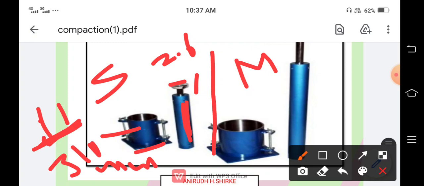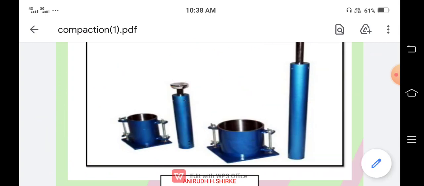For the second test, that is the modified proctor test, the same apparatus is used. Only the dimensions and weight change. So, this is the mold of the modified proctor test. It is bigger as compared to the standard proctor test, with a detachable base plate. Then this is the rammer, and this is the handle. The rammer has a weight of 4.89 kg, and the drop means this handle is dropped from a height of 450 mm.